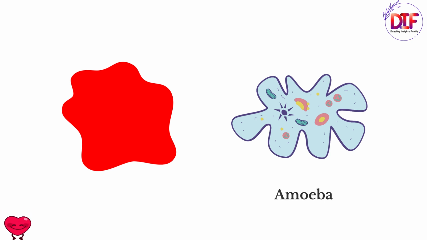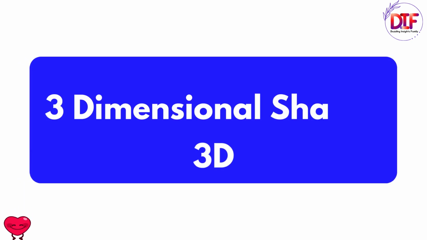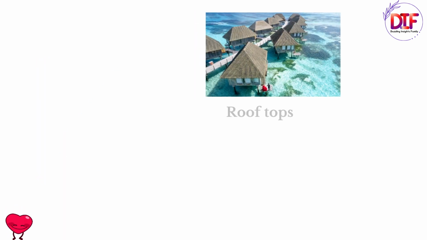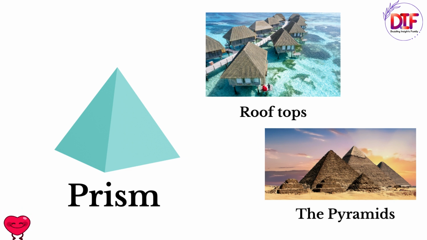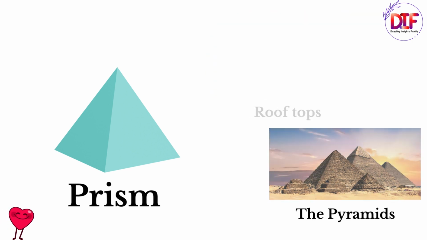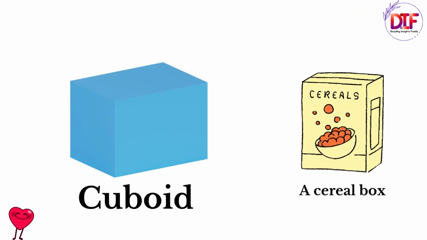Now there are other types of shapes that we have. We have the three-dimensional shapes, the 3Ds. The first one we have here is prism, and a good example of this shape is a rooftop. A rooftop has the prism shape, and another good example is the pyramids. Those are good examples of the shape prism. Another 3D shape that we have is cuboid, and a very good example is your cereal pack at home. Go have a look at your cereal pack. You will see that it has the shape of a cuboid.